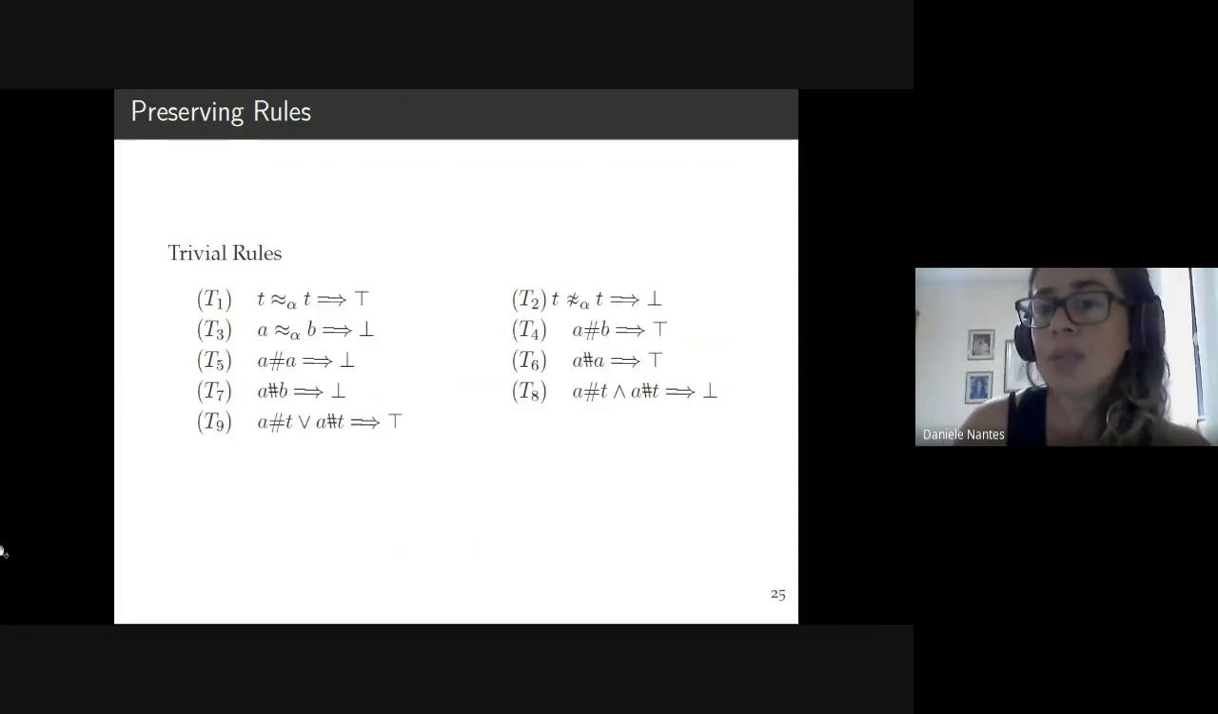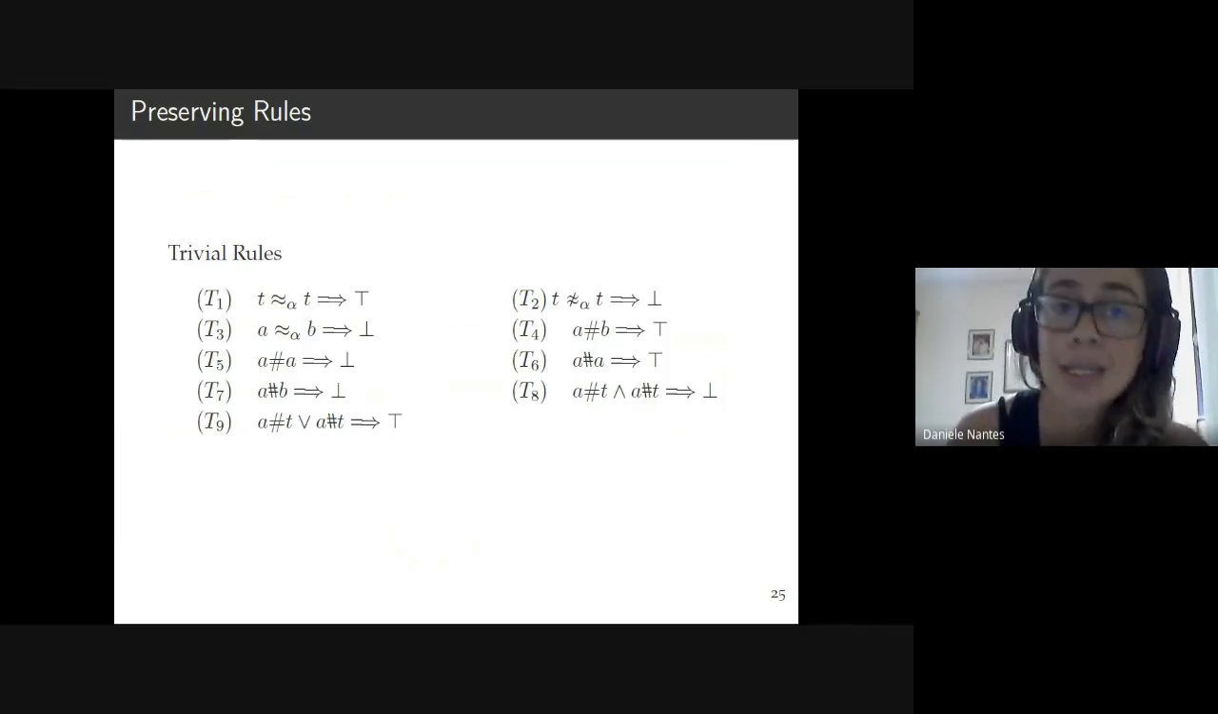And we have several trivial rules. For instance, if you have A fresh for T or A not fresh for T, you reduce to true, because a name is either free or bound in a term. And if you have the conjunction, this reduces to false. So the trivial rules are trivial.